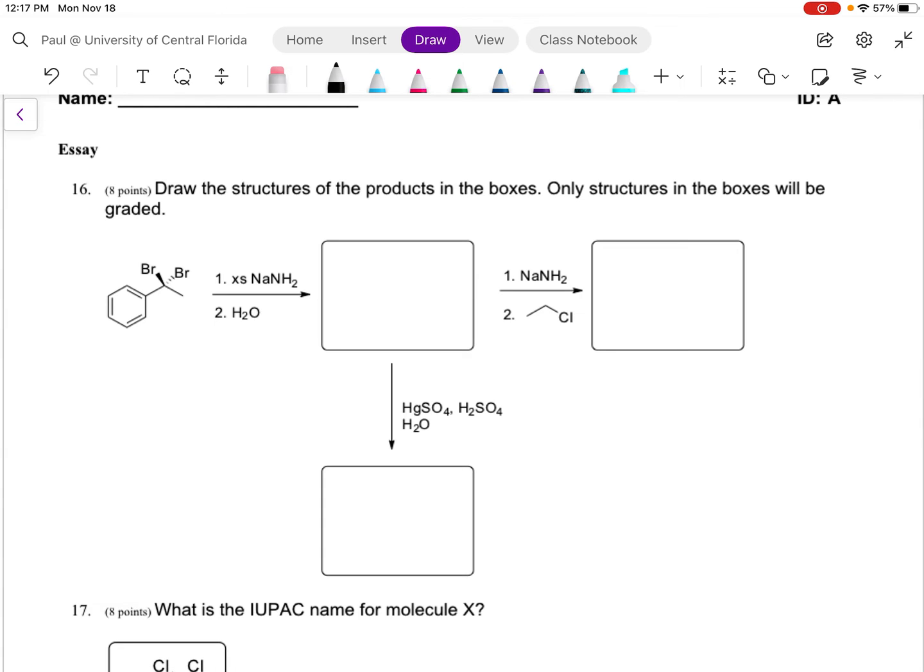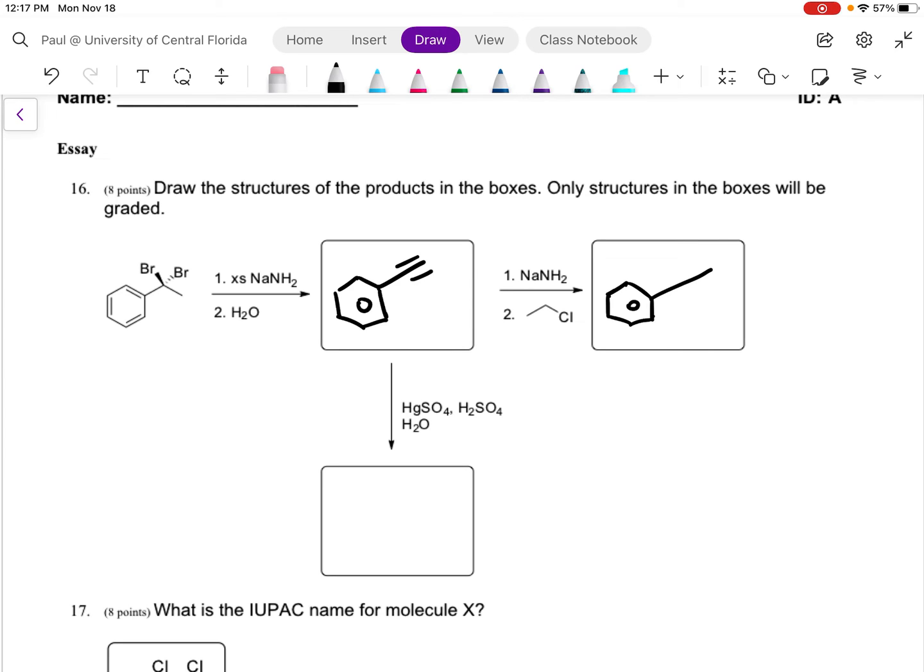Okay, so let's just draw in the answer choices, or the correct answers here. So we would have to have a terminal alkyne. And then that terminal alkyne is going to be deprotonated and do an alkylation event to add those two carbons. So if those two carbons are those two carbons right there.